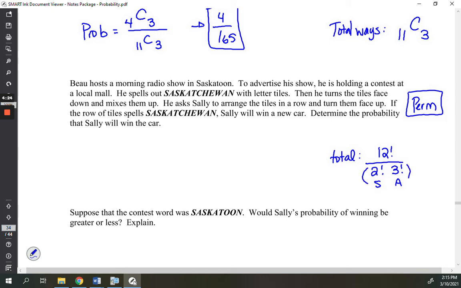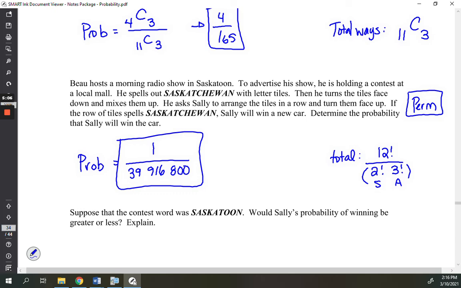So we're going to put that in our calculator. Make sure you put brackets around the bottom part when you put it into your calculator. You're going to see that the total for your probability is 39,916,800. That's how many different ways those tiles could be arranged. Then we think, how many options do we have for getting it right? To flip over Saskatchewan exactly, there's only one option. It has to spell Saskatchewan. So there's only one way you could actually win out of all the total different possibilities that there are. So that would be your probability for this one.